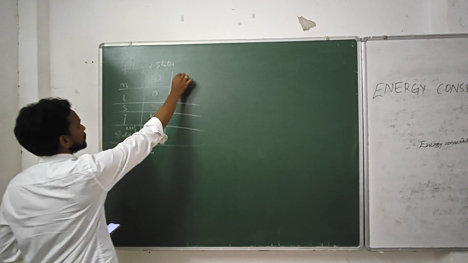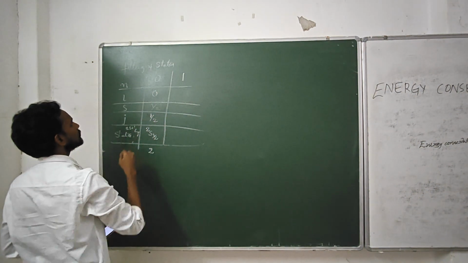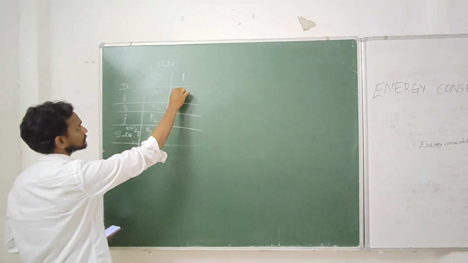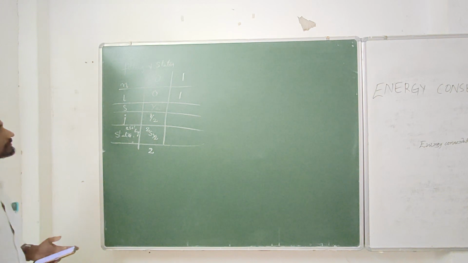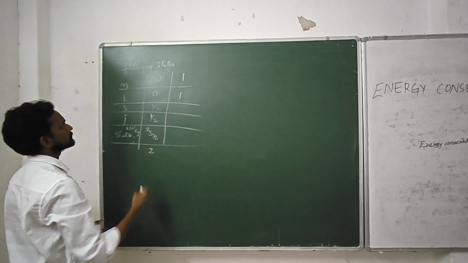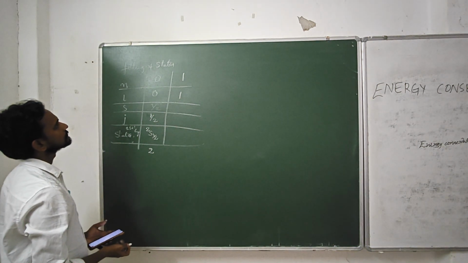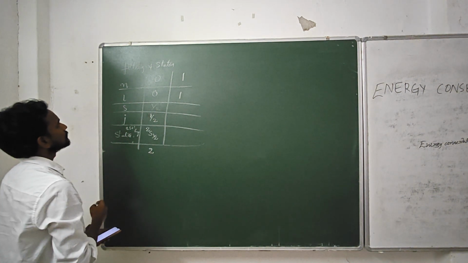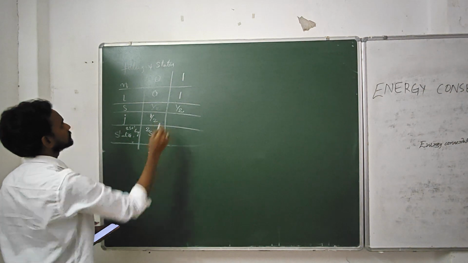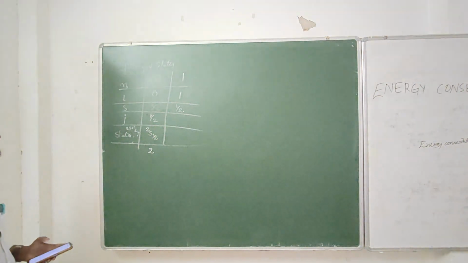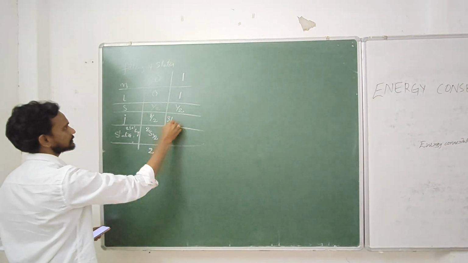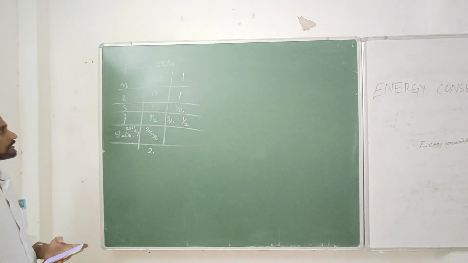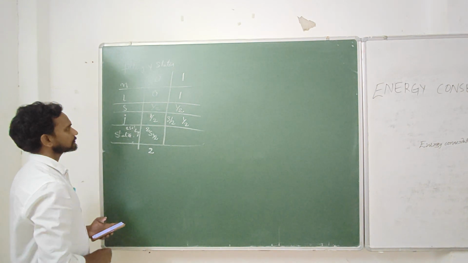So this is the state, and for next level n is 1. So L takes values from 0 and L also takes value 1. S value is half. L plus S is 3 by 2. L minus S is 1 by 2. So for this you will have 3 configurations.